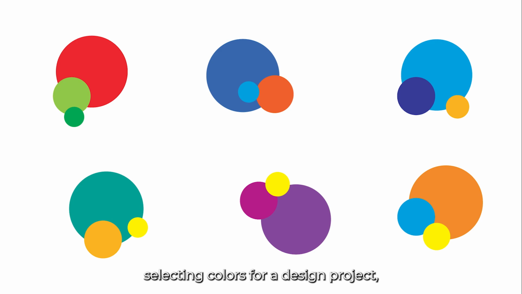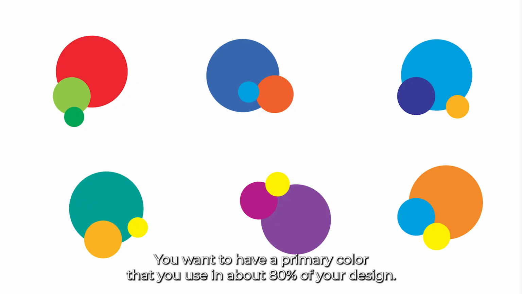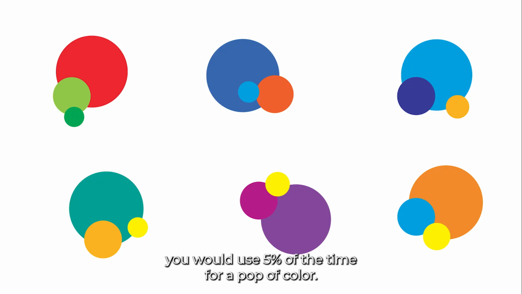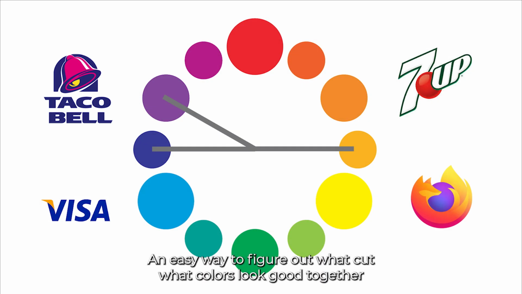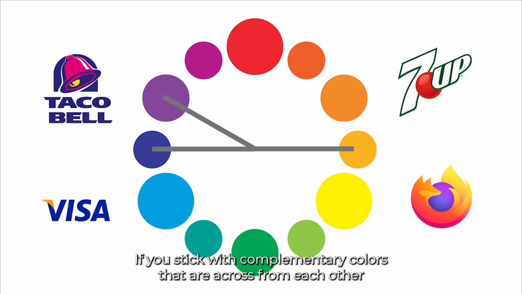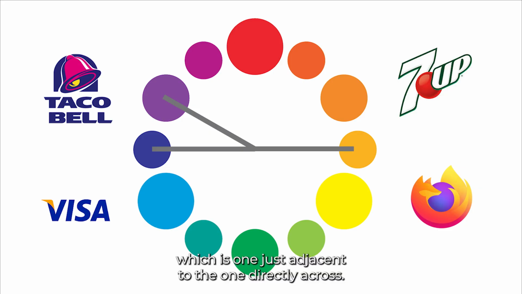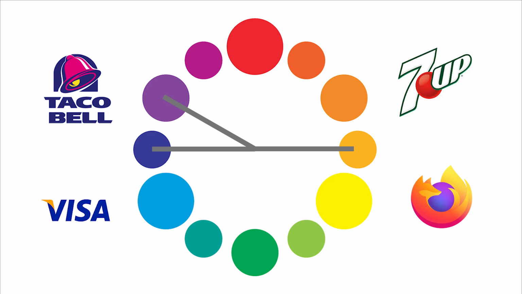When you are selecting colors for a design project, stick with no more than 2 to 3 colors. You want to have a primary color that you use in about 80% of your design, a secondary color, which is about 15, and then an accent color you would use 5% of the time for a pop of color. An easy way to figure out what colors look good together is by using the color wheel. If you stick with complementary colors that are across from each other on the color wheel, or a near complementary color scheme, which is one just adjacent to the one directly across, that's an easy, safe way to determine a good color scheme.